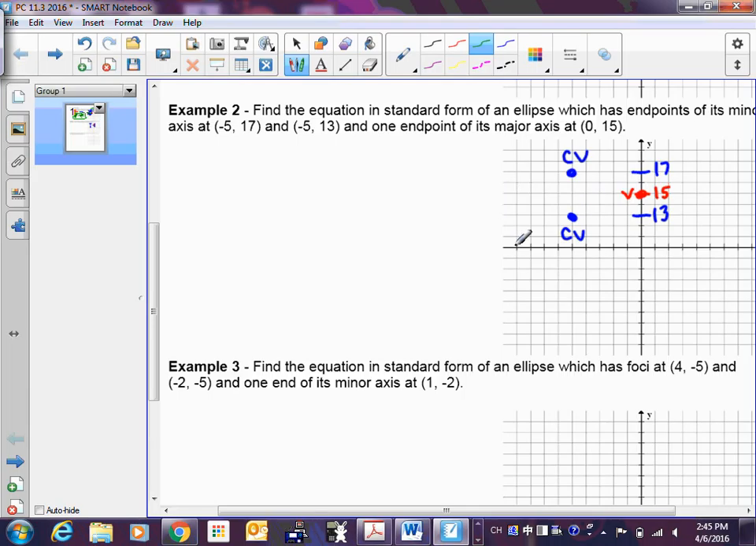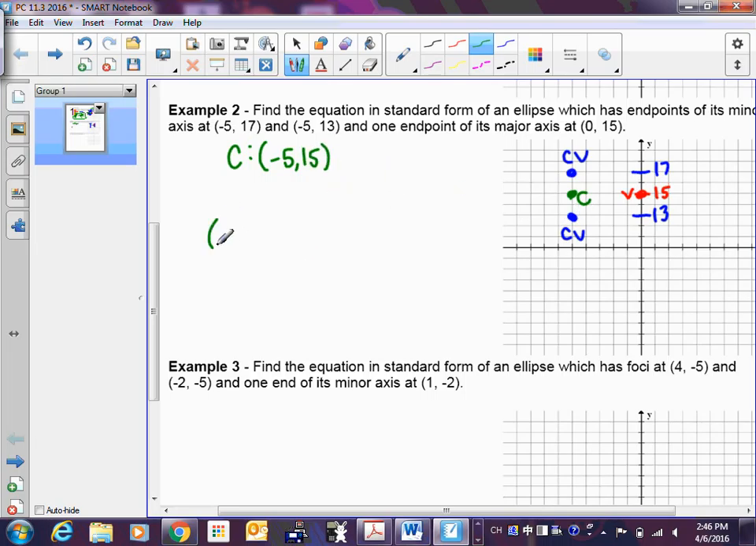Can you figure out where it is? Yeah, it's going to be halfway between the co-vertices. Now, if you wanted to, you could use midpoint if you wanted to do more work, but really just go halfway. And so because I kind of changed this, you got to think about, okay, well, what are the coordinates there? That's going to be -5, and then the y value is going to be 15.